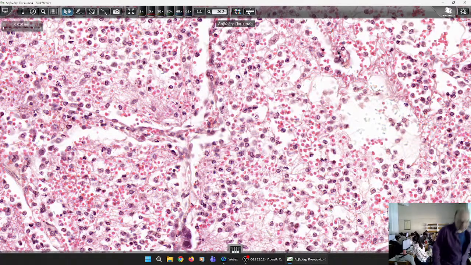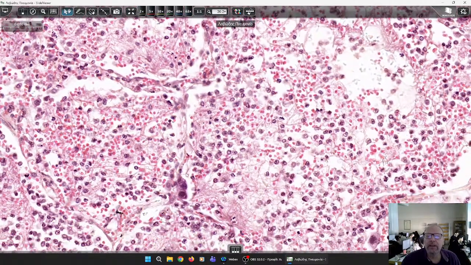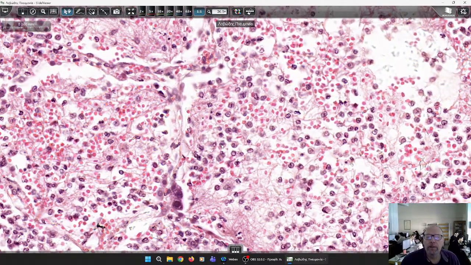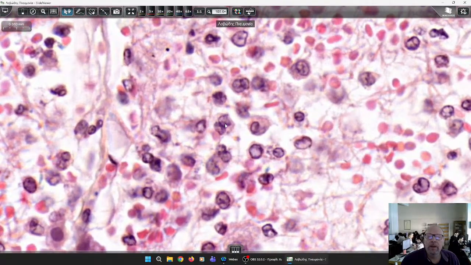Now, let's try and identify the cellular elements of the inflammatory infiltrate. What are these cells most probably? Have a look. These ones. Have a look at the configuration of their nuclei and compare this cell here and this one to this one. Have a look. This cell and these cells here.